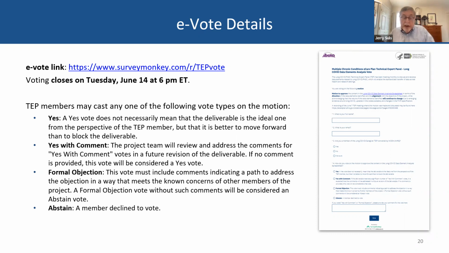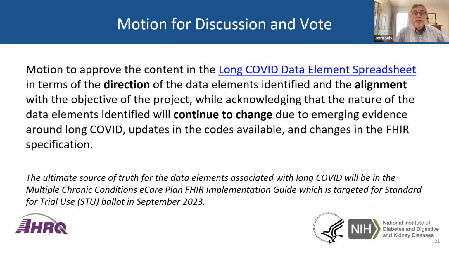these forms, these data spreadsheets, what form it should take or what they think it should take to meet their concerns. And we'll consider that to be a no, but if it's a formal objection without a comment, that'll be considered as abstain. And if someone doesn't vote, of course, that will be considered to be an abstention. So now let's move on to the next phase.